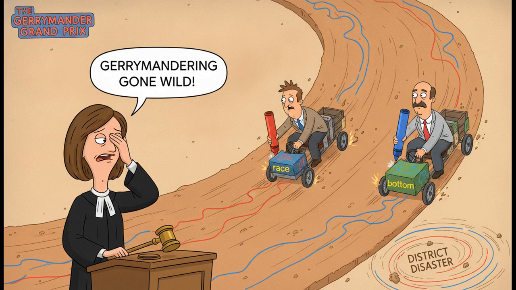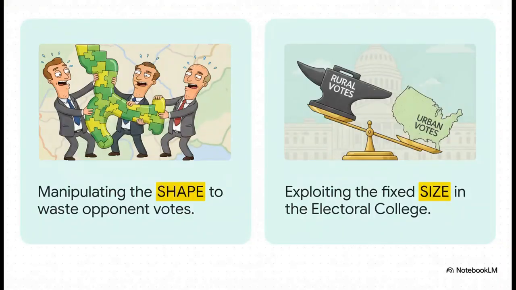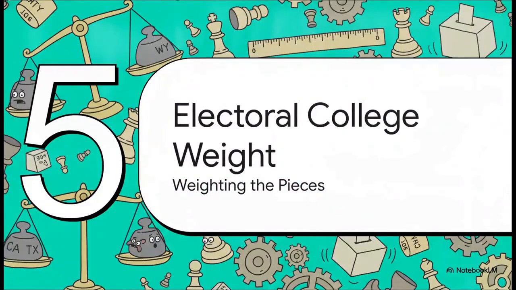She described the current political landscape as a literal race to the bottom, where the two major parties compete to rig their state maps without any fear of federal judicial oversight. Now this brings us to a crucial pivot in our explainer today. While gerrymandering manipulates the shape of the board at the state level, the Electoral College represents a completely different kind of distortion based on size. This is called electoral malappreciation. Let's dive right into that in Part 5, the Electoral College weighting the pieces.